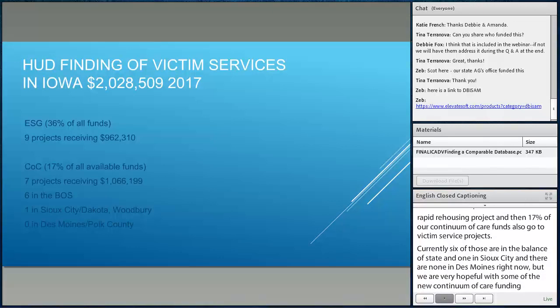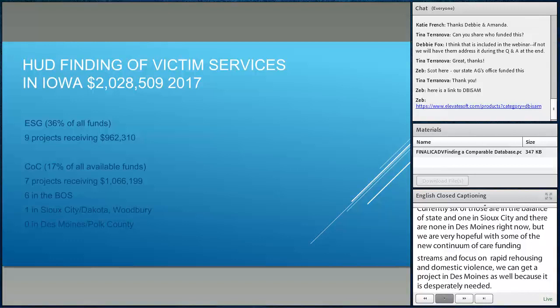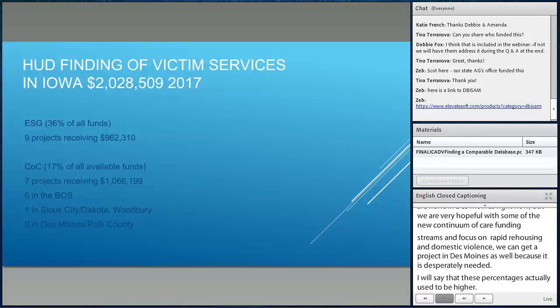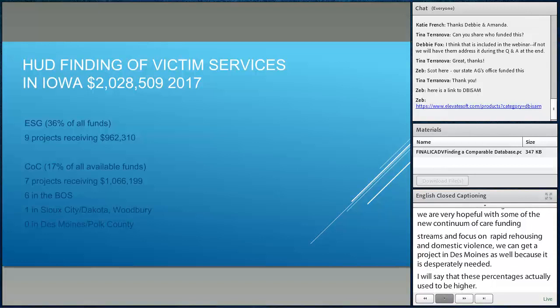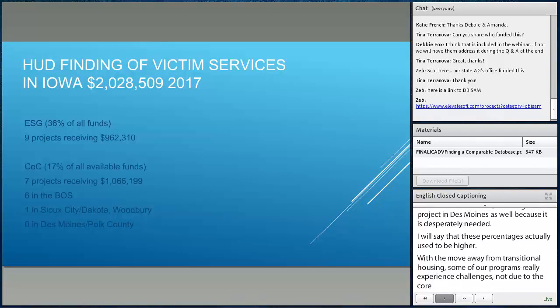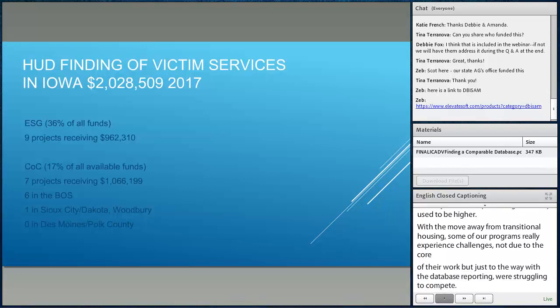I will say that these percentages actually used to be higher with the move away from transitional housing. Some of our programs really experienced challenges, not due to the core of their work, but just to the way and the struggles that Scott talked about with database reporting. They were struggling to compete. Though there has been a shift towards rapid rehousing, which has been so exciting for our domestic violence programs as well.